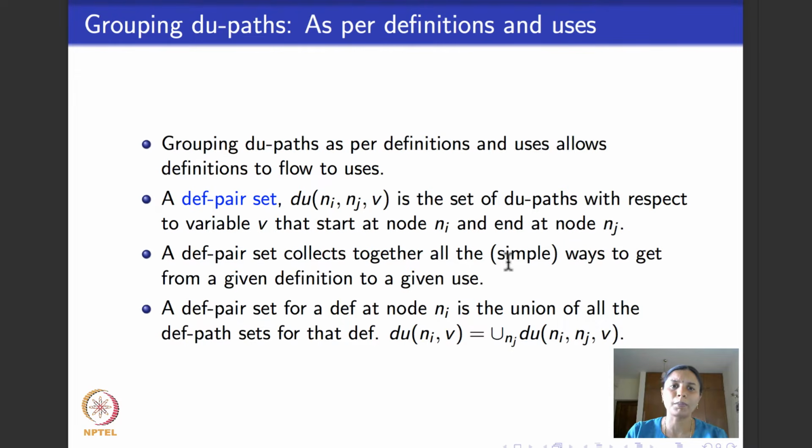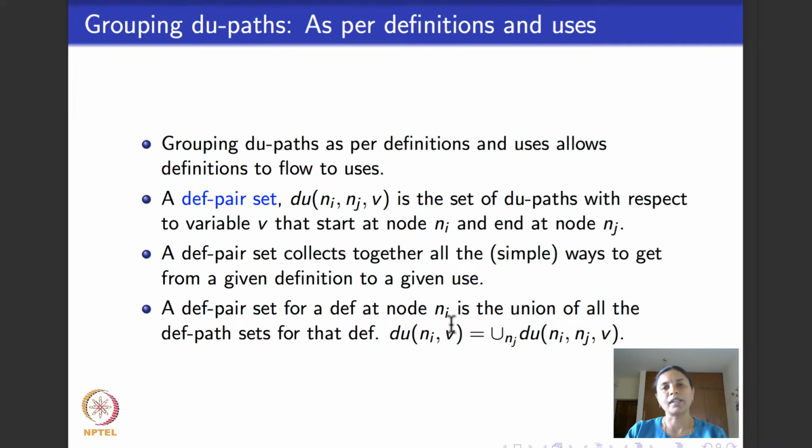So DU paths are always simple. A def pair set is a collection of such simple paths. A def pair set could also be defined to begin at node ni, in which case it's the union of all the def path sets for that definition. That is, if we say a def path set begins at node ni for a variable v, then we consider all the different uses at which it can end and take their union, and then we say that it's a def pair set.